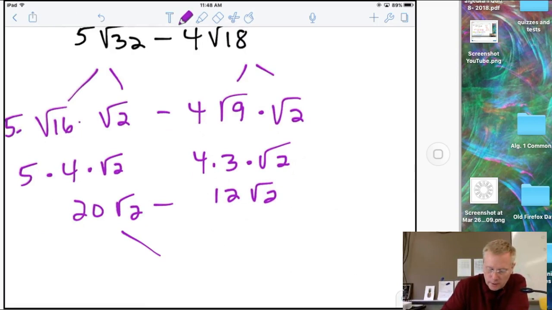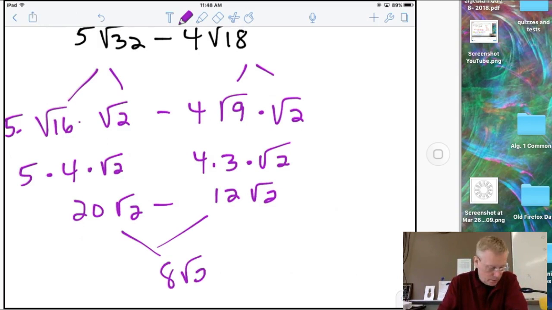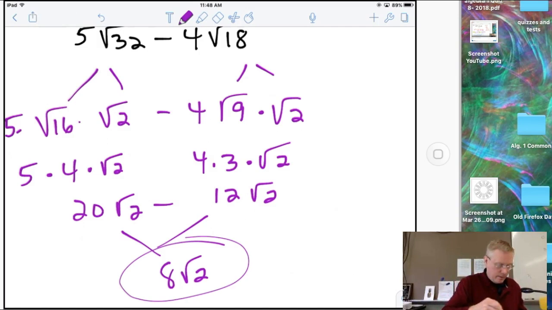Well, this just got a whole lot easier now. Subtract the coefficients. 20 minus 12 is 8 square roots of 2. And that's the answer.